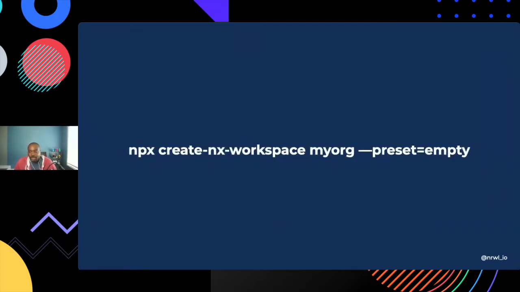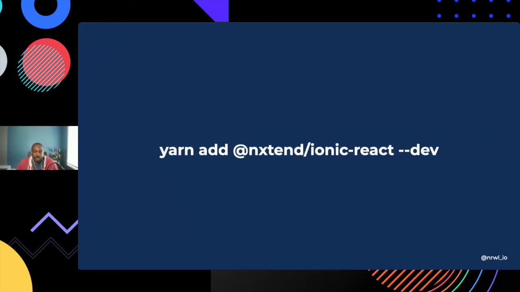At a minimum, we want to start out with create NX workspace. You can just call it my org, or it could be similar to what you would use on NPM for your scope. You start with an empty workspace. As I mentioned before, since we have this plugin system, we can support other ecosystems. You can add React from the NXTEND for Ionic, or the NXTEND/Ionic Angular package, which will give you an Ionic Angular application that uses Capacitor as a native bridge there.